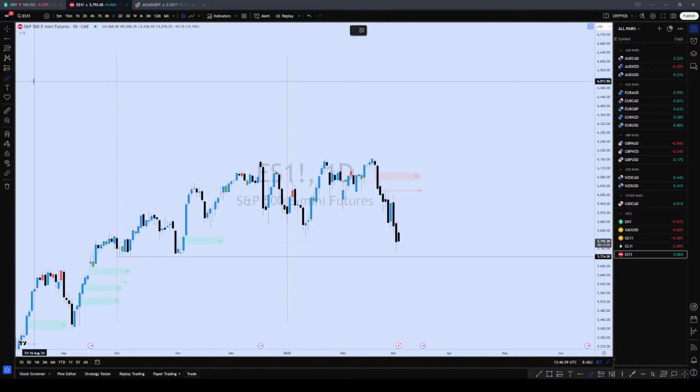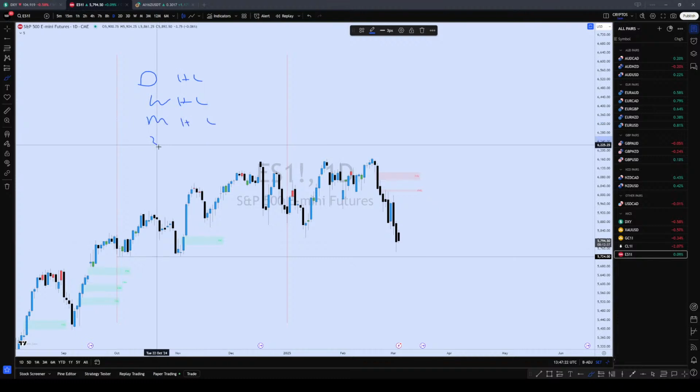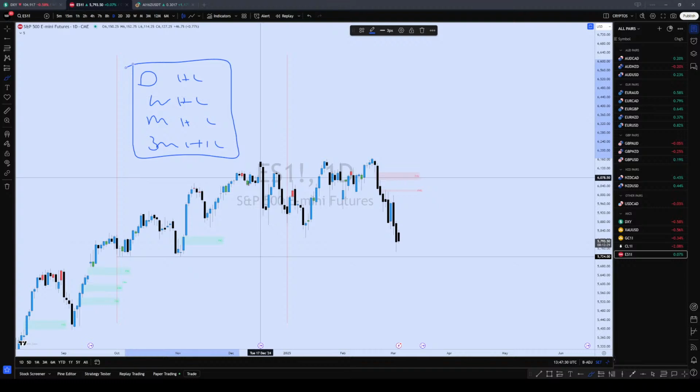Now, quick one. If you want to be profitable in trading, focus on daily highs and lows, weekly highs and lows, monthly highs and lows, quarterly 3 months highs and lows. This is where trade ideas are likely to form. And I'll leave it like that. Focus here, the highs and lows. That's where the magic happens.